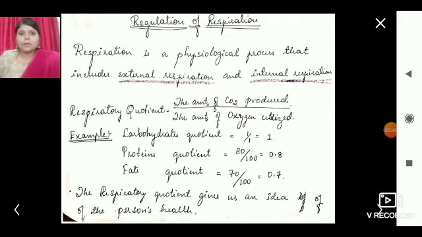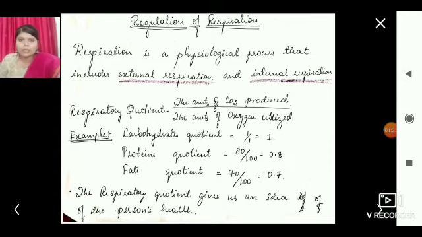Why are we going to study the respiratory quotient? Because it tells us about the health of the person. It gives us actual knowledge about how the person's body metabolizes. For example, when carbohydrates are metabolized, the respiratory quotient is 1. For proteins it is 0.8, and for fats it is 0.7.